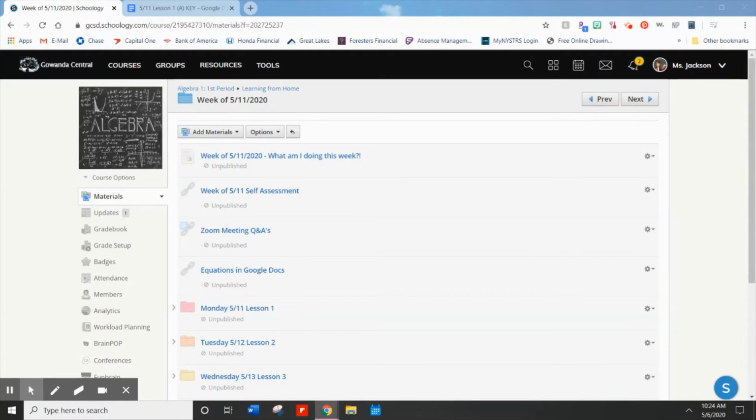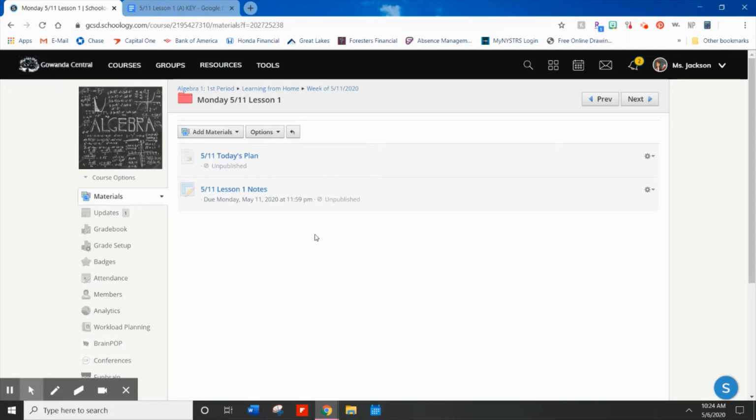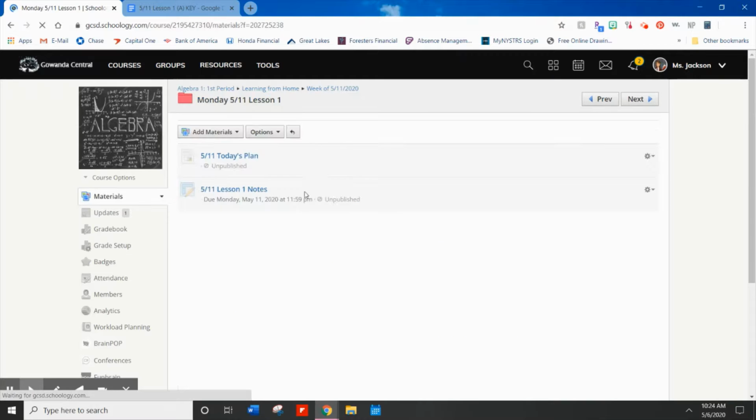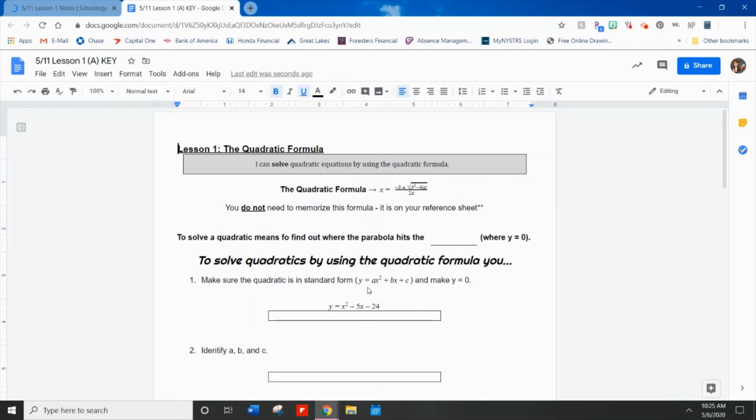I'm in the week of 5-11 folder. So we're going to go to the Monday lesson, lesson 1. Now I've stopped linking the lesson notes through today's plan because I had a lot of issues last week with the link not working. So you can access the assignment right on the Monday folder right here. Click that and it will take you to your lesson for the day.